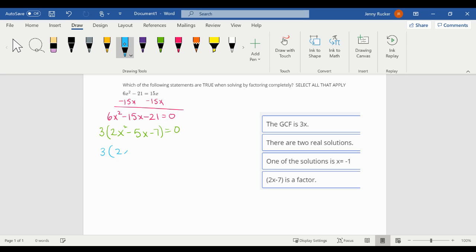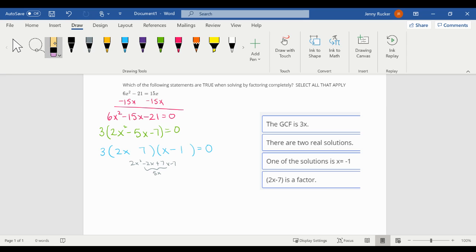So I know my first times my first would have to make 2x squared. So I'll do 2x and x. My signs are different, so I'll try a positive and a negative. The factors of 7 are 7 and 1, so I will try 7 and 1 right here. Let's check this just to make sure that it FOILs out. So that would be 2x squared minus 2x plus 7x minus 7. Oh, it looks like we got a positive 5x, which is opposite of what we wanted.